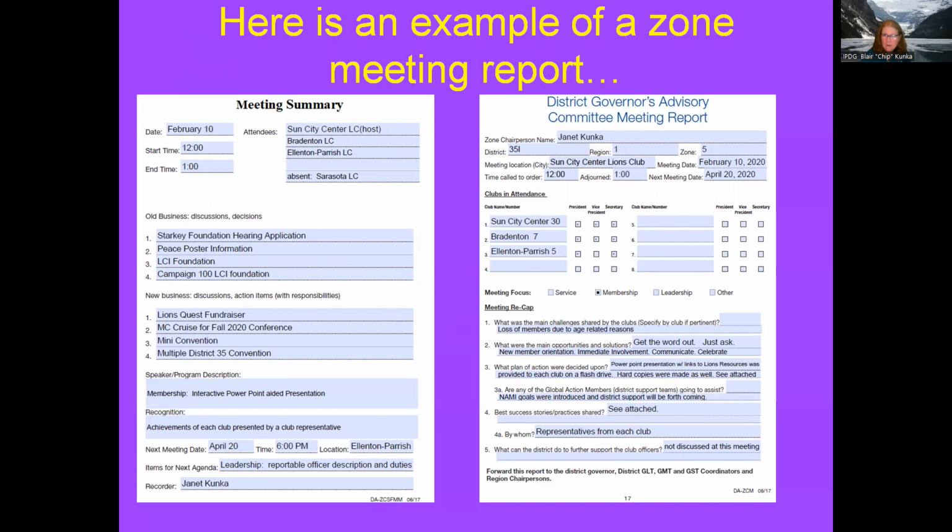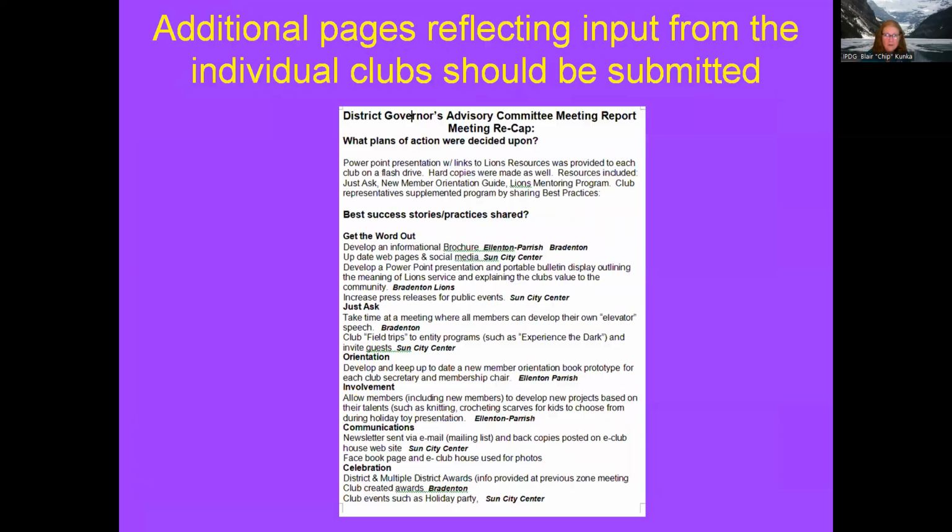The second part, District Governor's Advisory Committee meeting report, is who was there, when was it held, and what was accomplished. Now notice, item number 4 says see attached. Feel free, if you had a very unique program, to delineate that program for your district governor and the team.